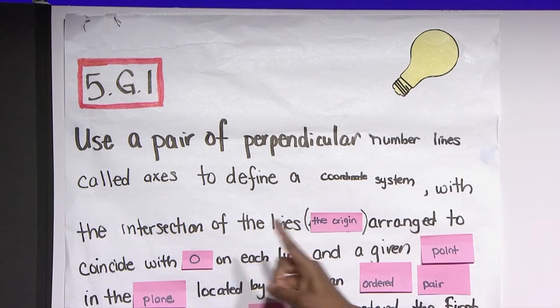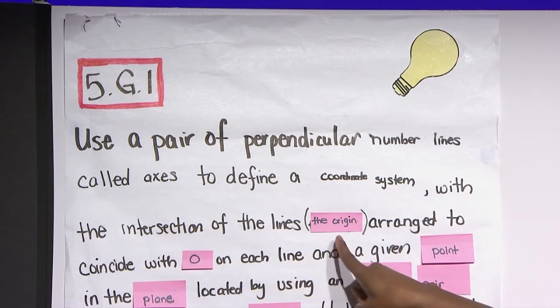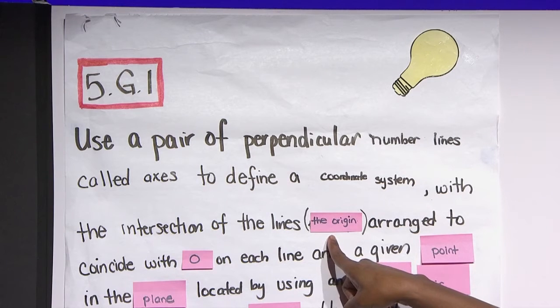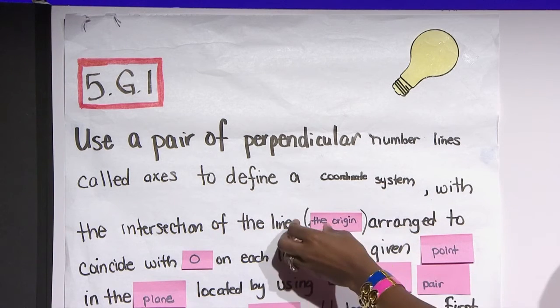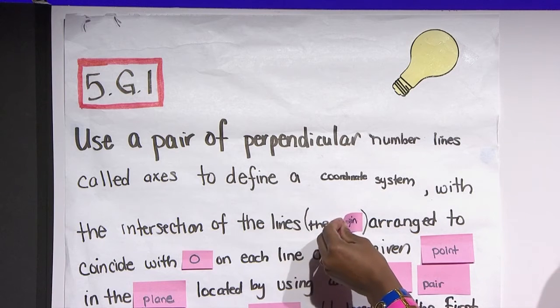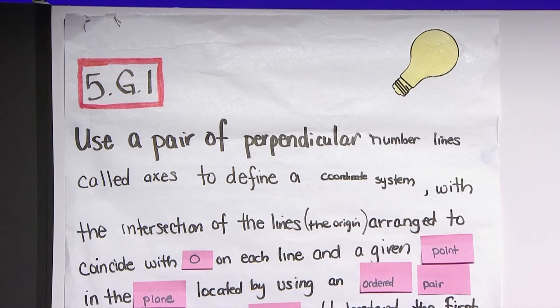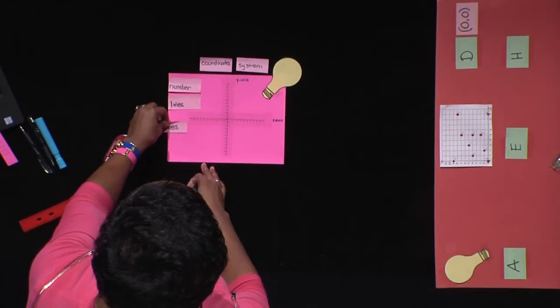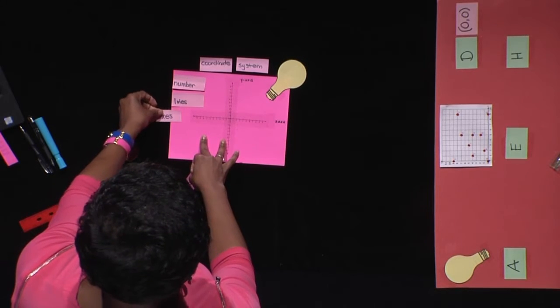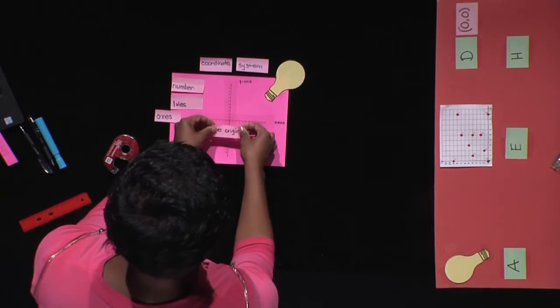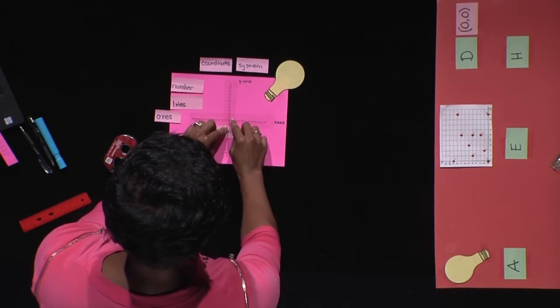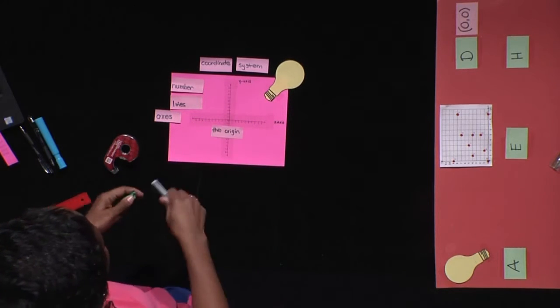But it also says that when they intersect, they're going to intersect at a place that's called the origin. This is something that's so very important for us 5th graders, the origin. Now, where did my 2 axes actually intersect? They intersect right here in the middle at the point 0.